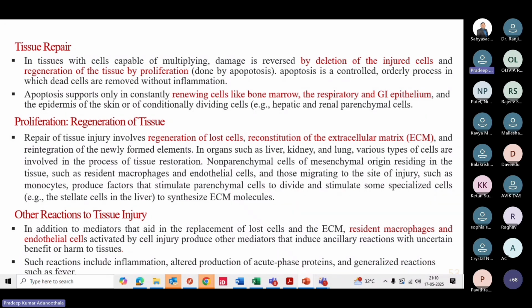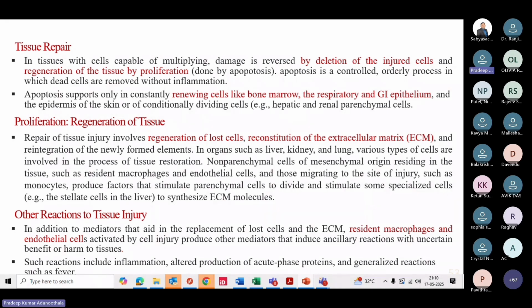Repair of tissue injury involves the regeneration of the lost cells, reconstitution of the ECM, extracellular matrix, and reintegration of the newly formed elements. So in organs like liver, kidney and lung, various types of cells are involved in tissue restoration. Non-parenchymal cells of mesenchymal origin residing in the tissue, such as resident macrophages and endothelial cells, and those migrating into the site of injury, such as monocytes, produce factors that stimulate parenchymal cells to divide, and stimulate specialized cells like stellate cells in the liver that synthesize the ECM molecules.